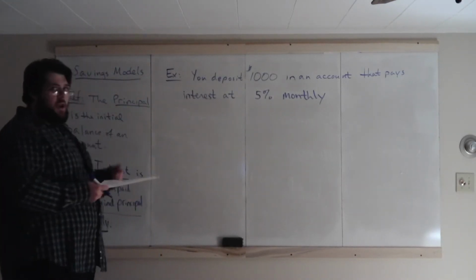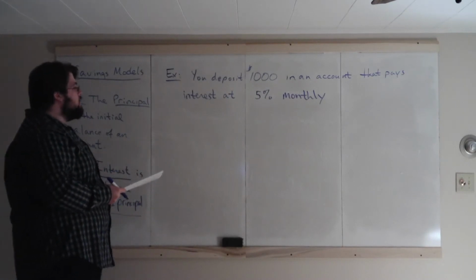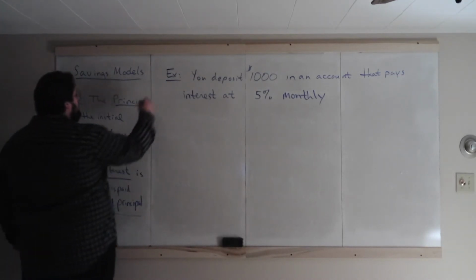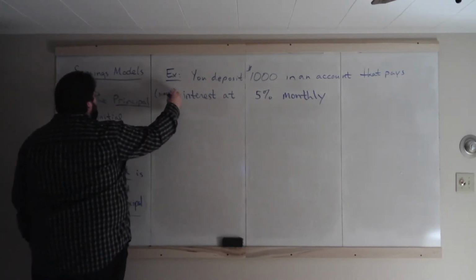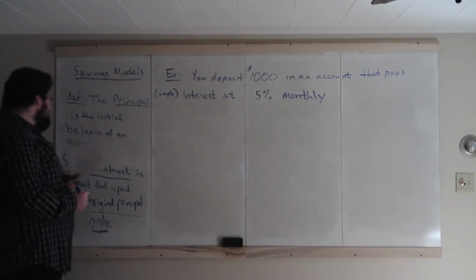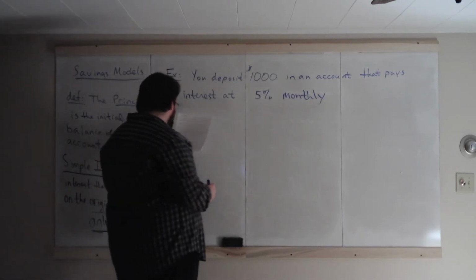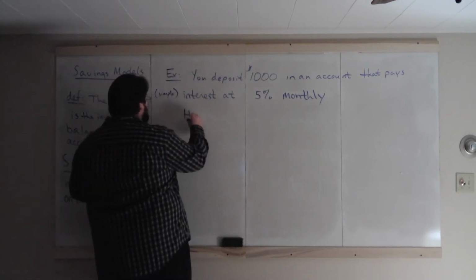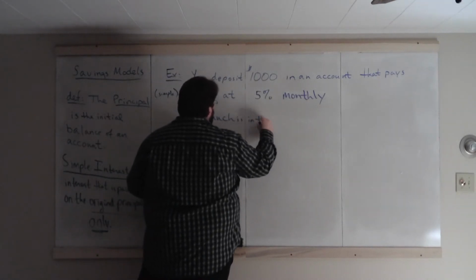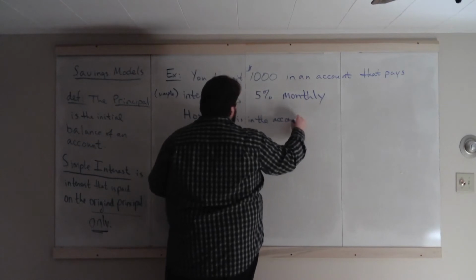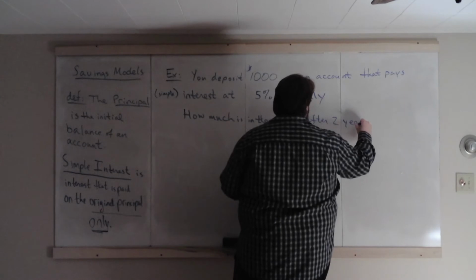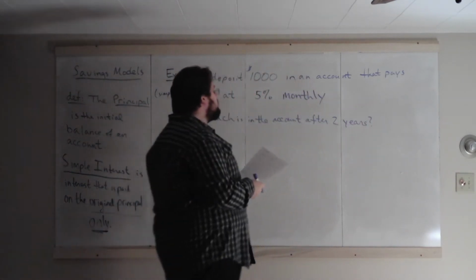So before we had an annual rate. Here we have a monthly rate. So we're going to earn 5% each month. It's still going to be simple interest. So this 5% per month is going to happen on the original 1,000. And let's actually ask a question. How much is in the account after 2 years?